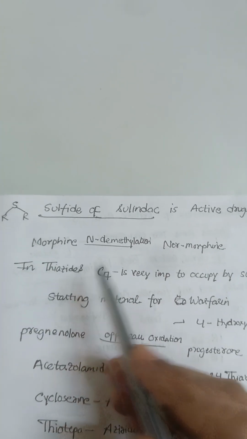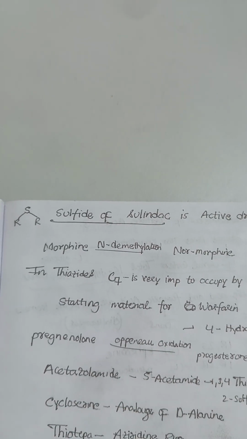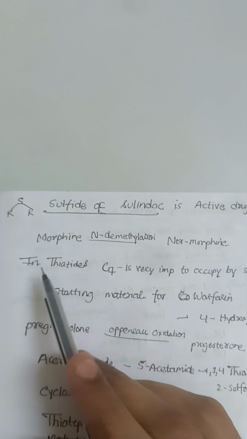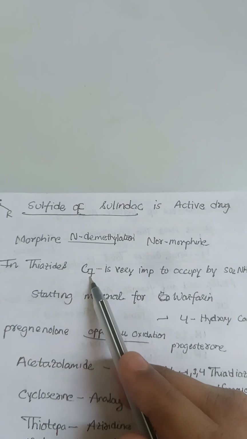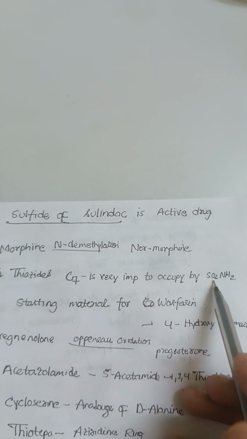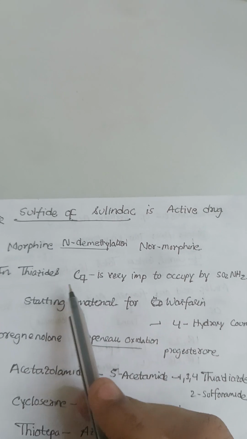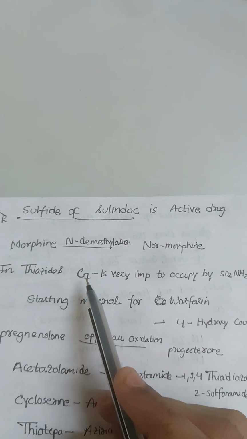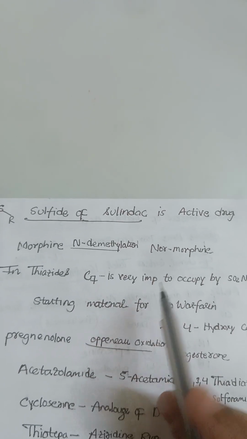Generally in diuretics we have the classification of thiazides. In thiazides we have C7. The C7 position is very important to occupy SO2NH2. So this C7 plays a very important role for the activity.